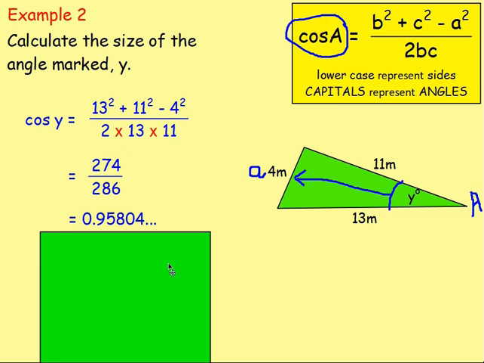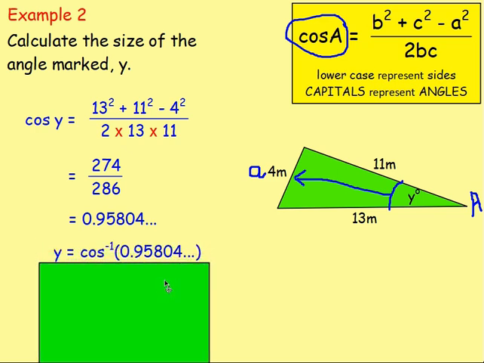How do we get Y? Help us out. Who's going to help us out? Joe, what do you do? You do cos to the minus 1. So you get Y equals cos to the minus 1 of 0.95804 and so on. You're perfectly right, Joe. Very well done. So cos to the minus 1 of our previous answer. Good, and that leaves us just with Y.